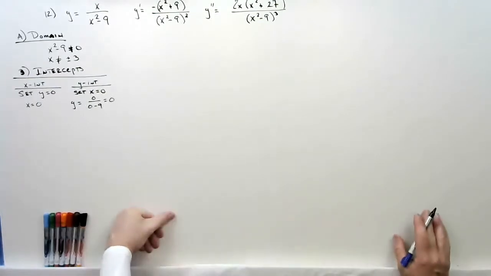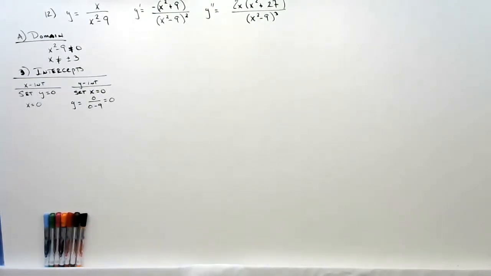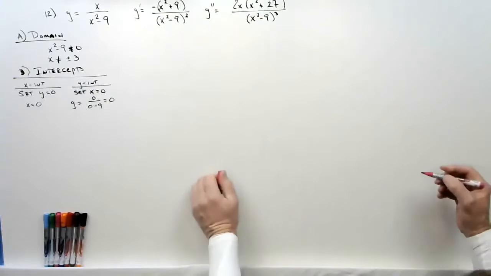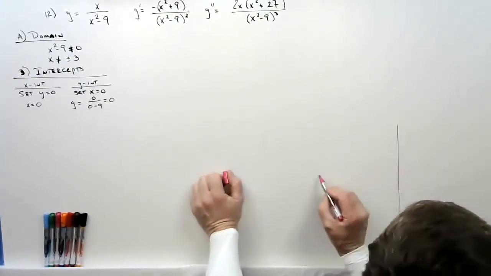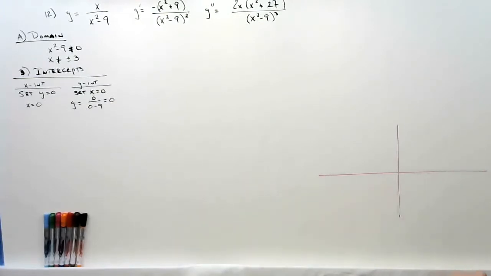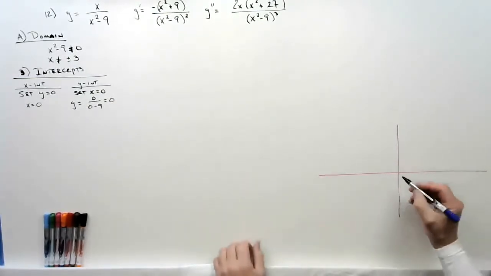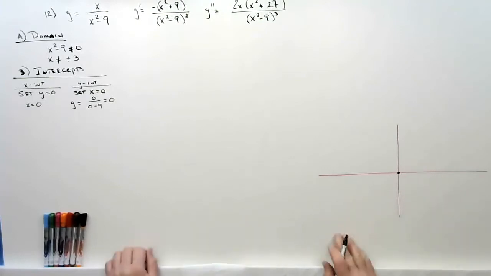Now, again, I have mentioned this already. I like to draw the graph as I go. So I'm going to come over here to this part of the whiteboard, and I'm going to start graphing my function. Right now, I have an intercept right there. That's all I know.